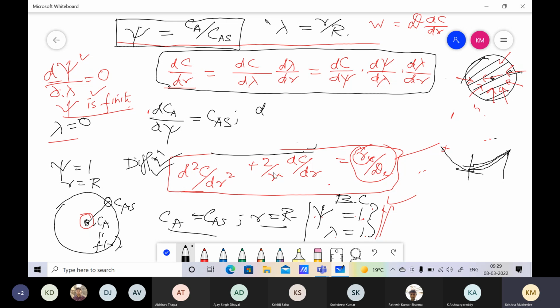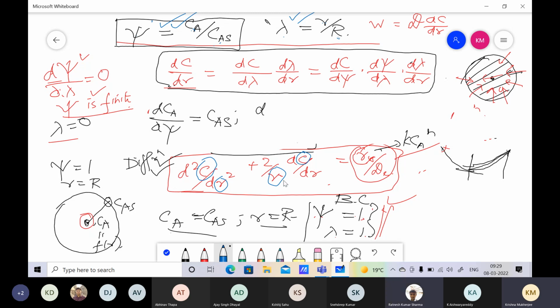Can you see this? d2c by dr square is equal to plus 2 by r dc by dr is equal to rx upon de, which is kc raised to n by d. Okay? This is rx, which is kc raised to n. Now I want to convert. I don't want to use c and r. I want to use dimensionless quantities given by psi and lambda, where psi is equal to ca by cas, which goes from 0 to 1, and lambda is r by R, which goes from 0 to 1. Is this clear so far?